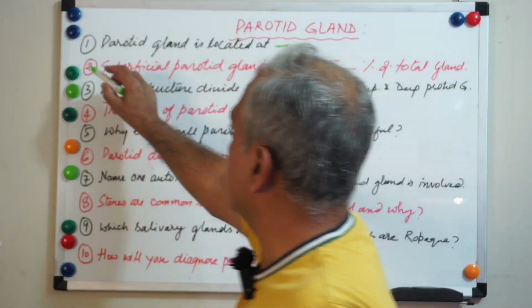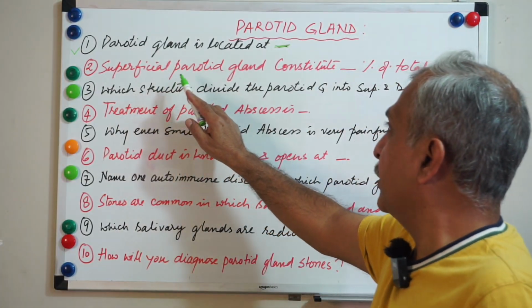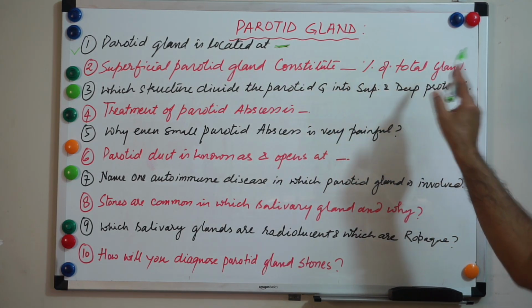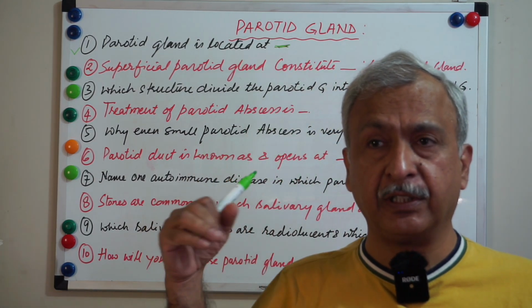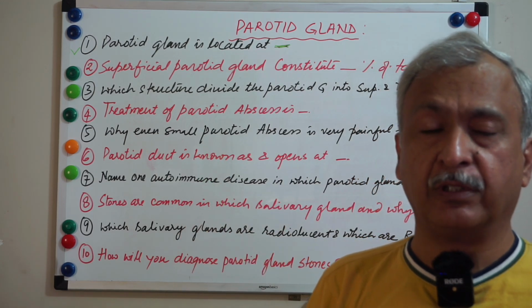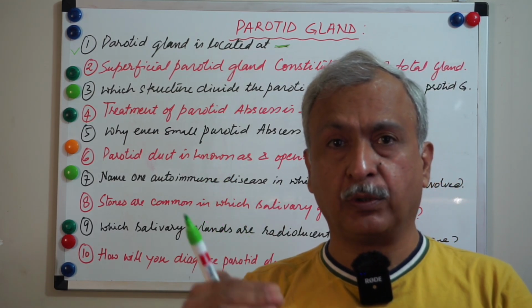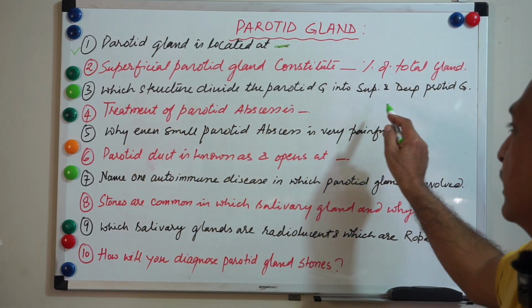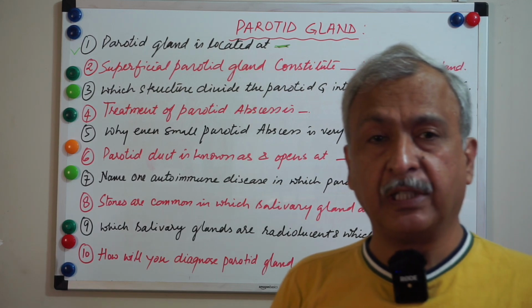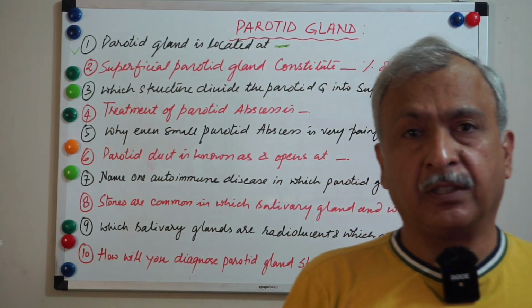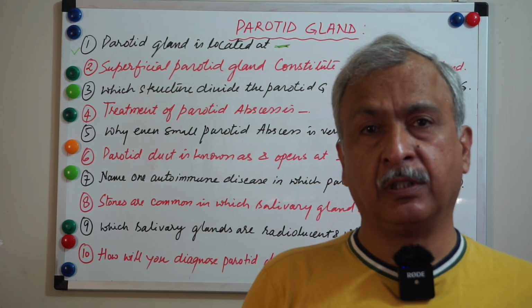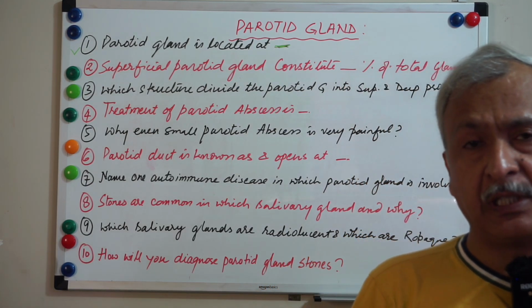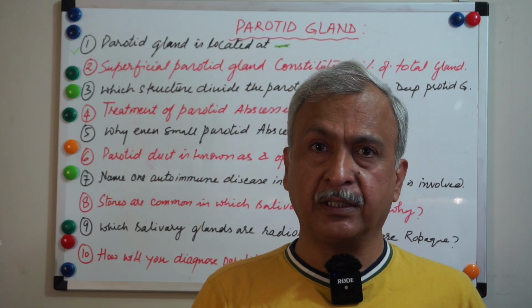So this is first. Then second is: superficial parotid gland constitutes what percentage of the total gland? You have to write what is the percentage of the superficial parotid gland when we compare it with the total. So third is: which structure divides the parotid gland into superficial and deep parotid gland? You have to give the structure, that could be your artery, vein, fascia, whatever it may be, that divides the parotid gland into superficial part and the deep part.